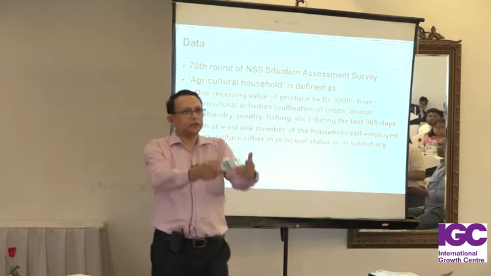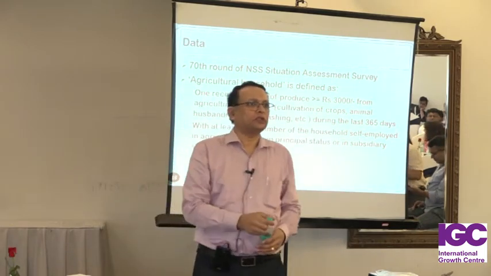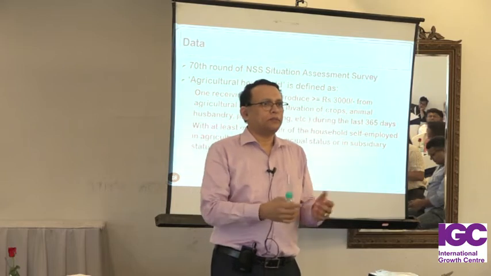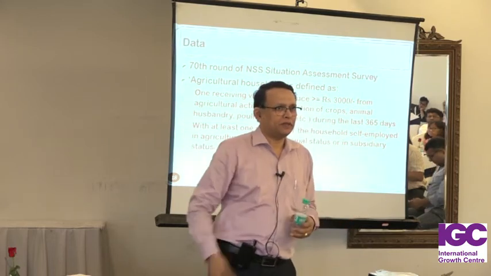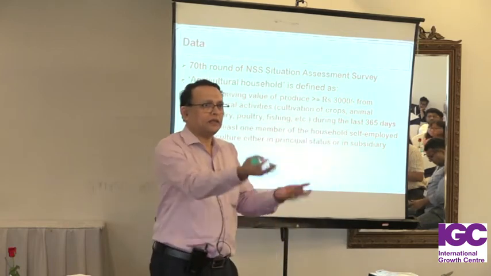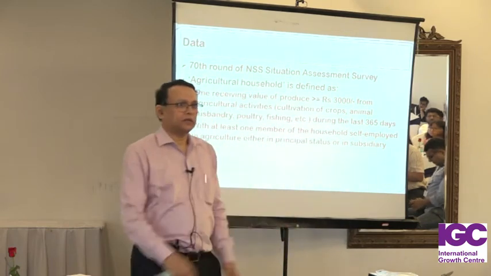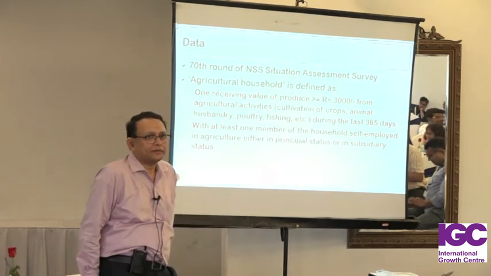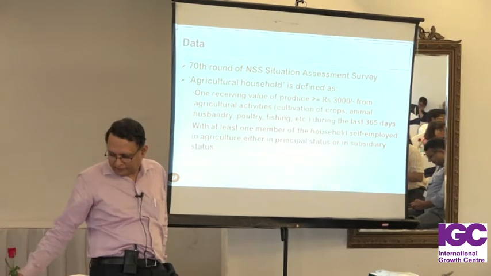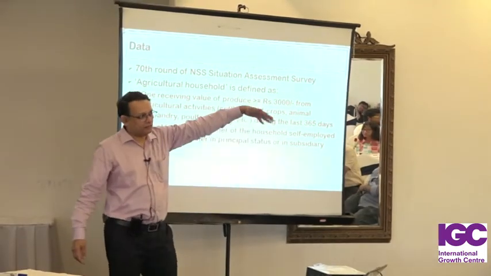The NSS enumerator comes and asks you what is your profession. So you say agriculture, primary status, secondary. They will explain to you what is primary, secondary, and then you say yes, yes, I do it. So that's it. It's as simple as that. 5,000 rupees for the latest round.